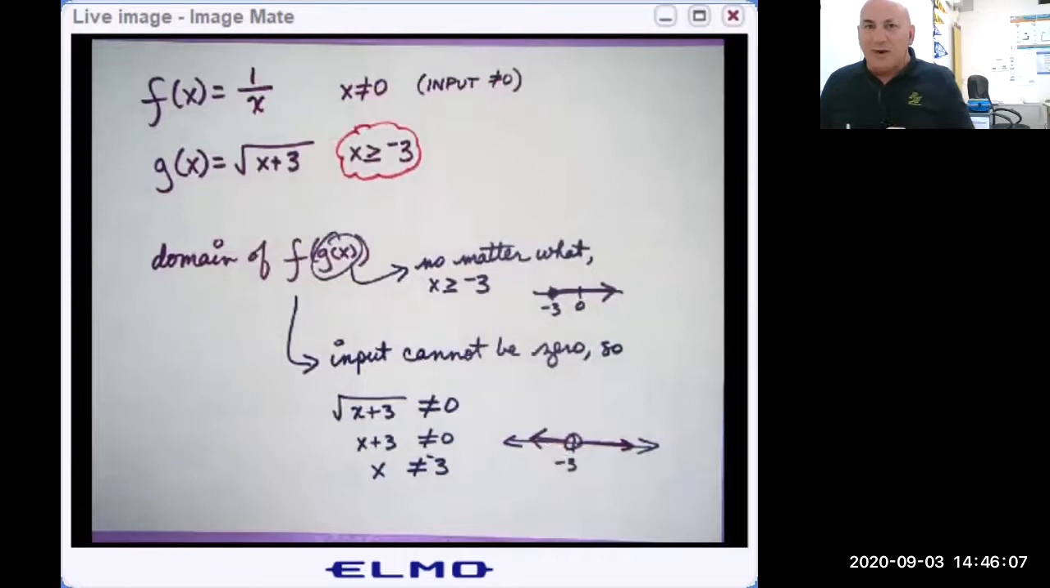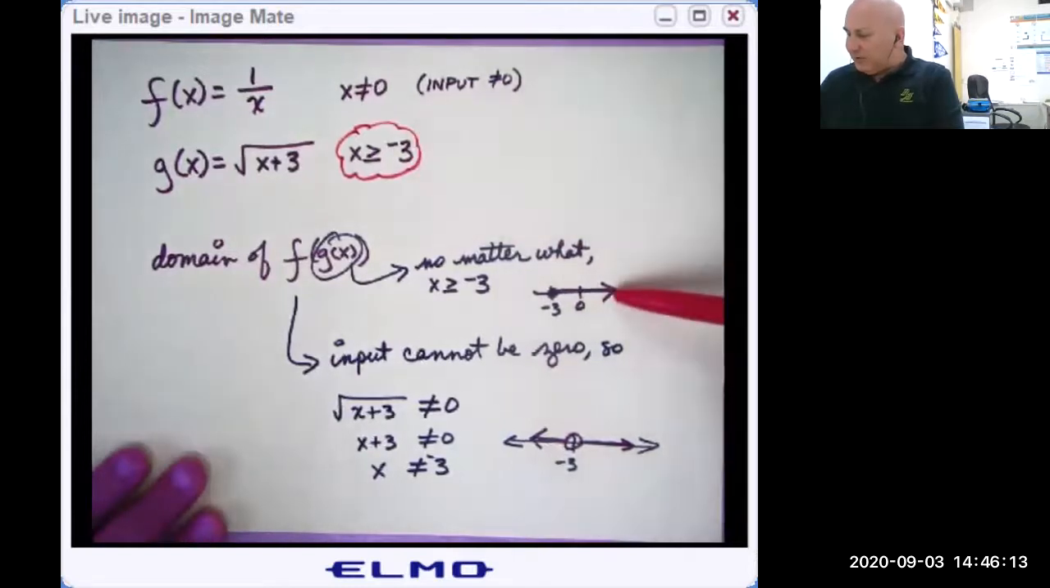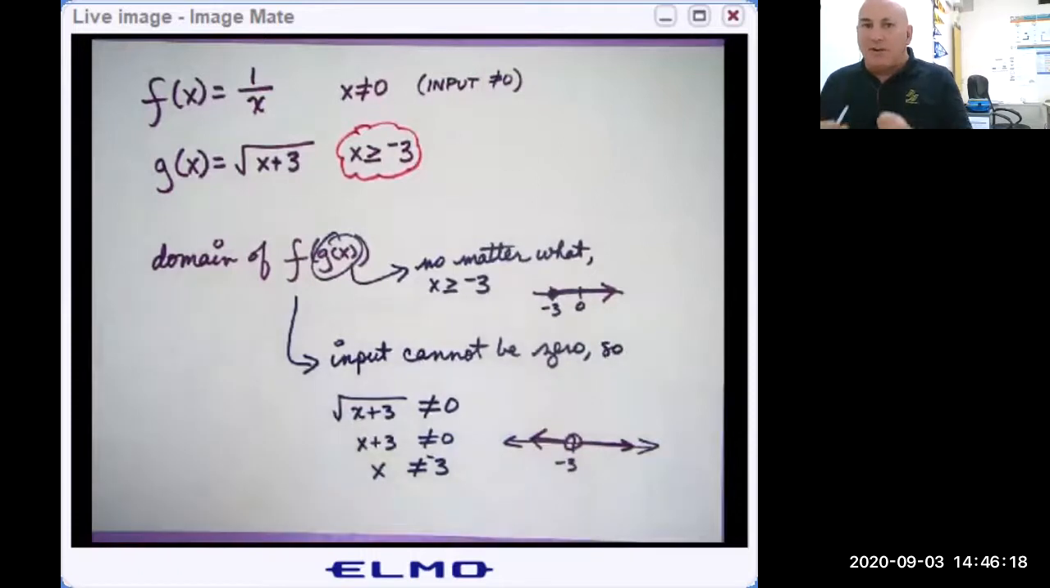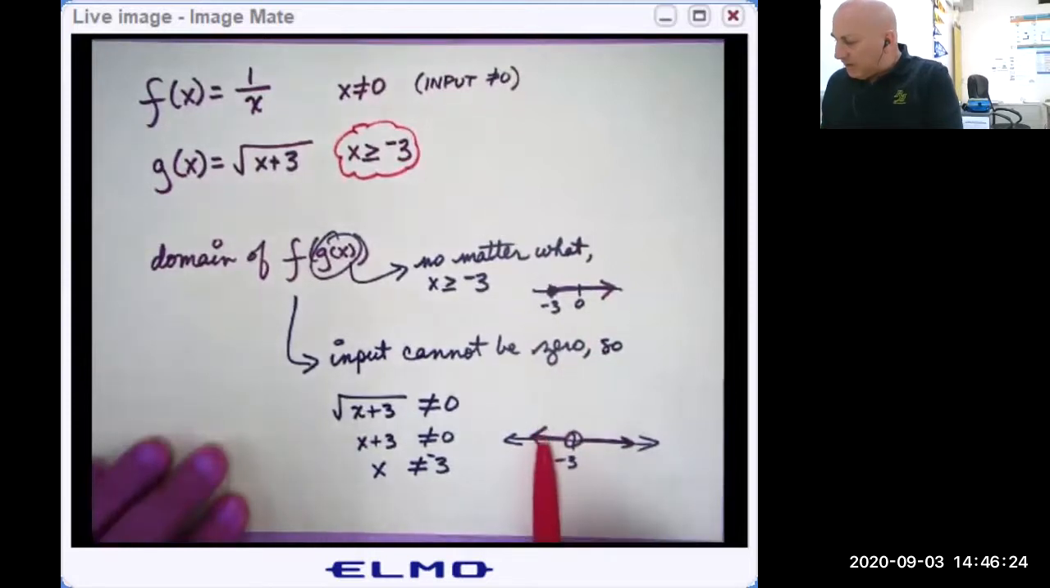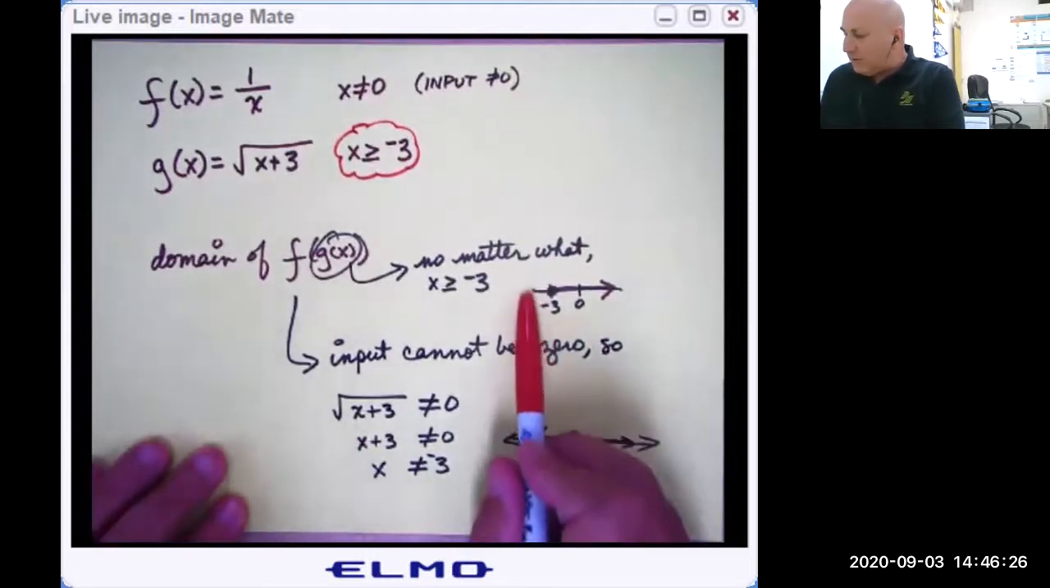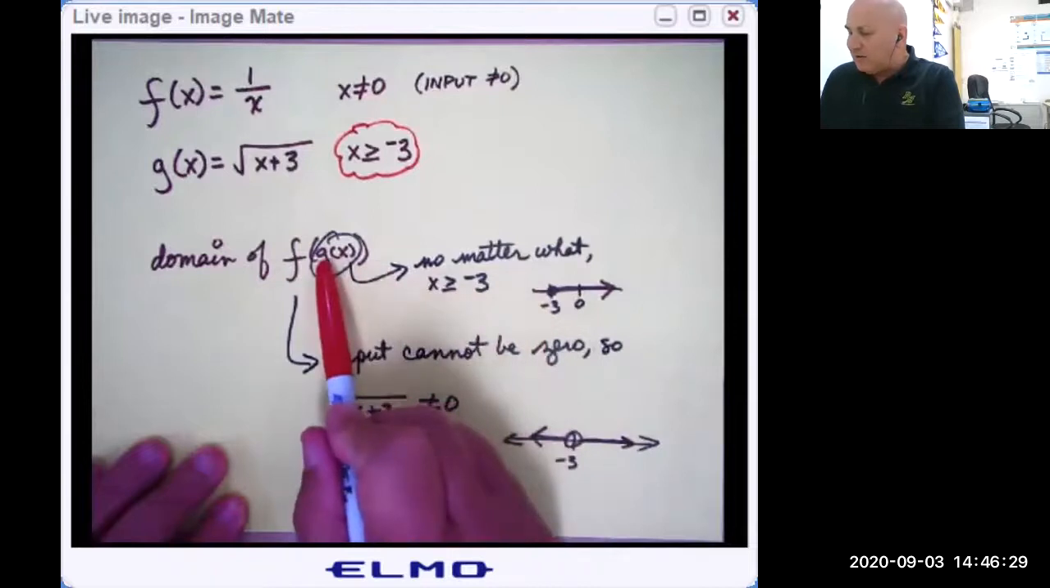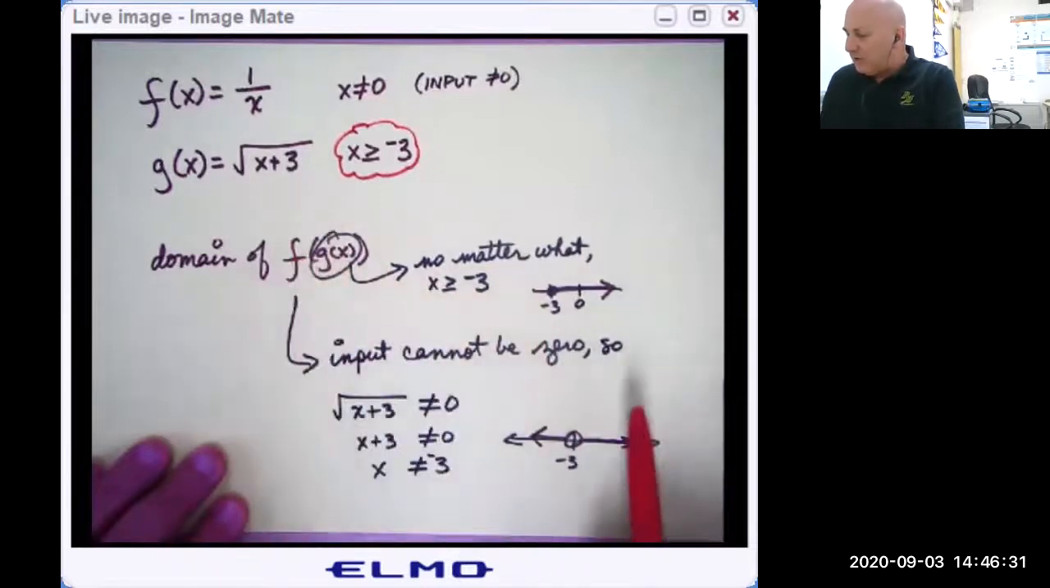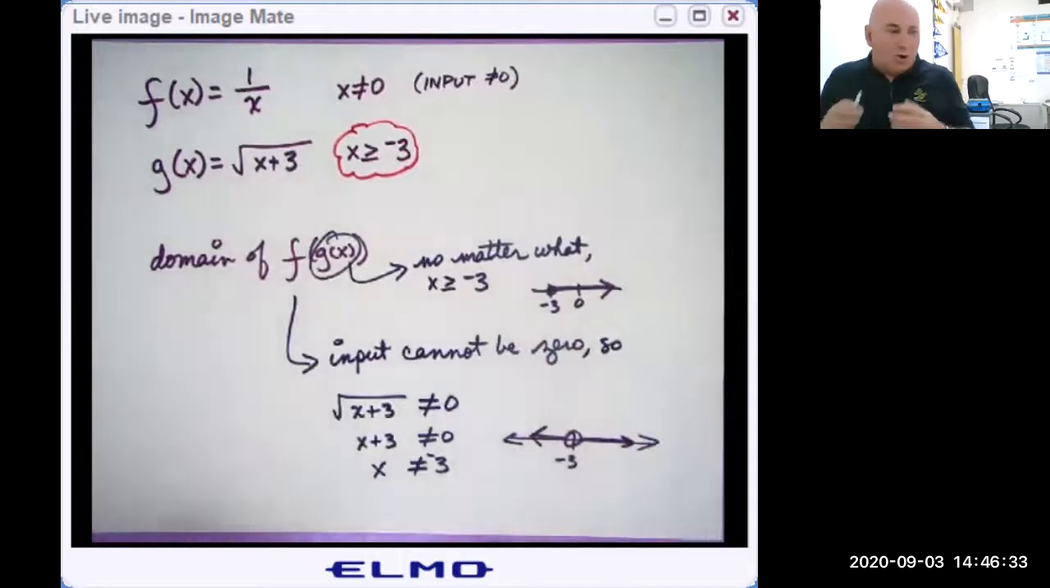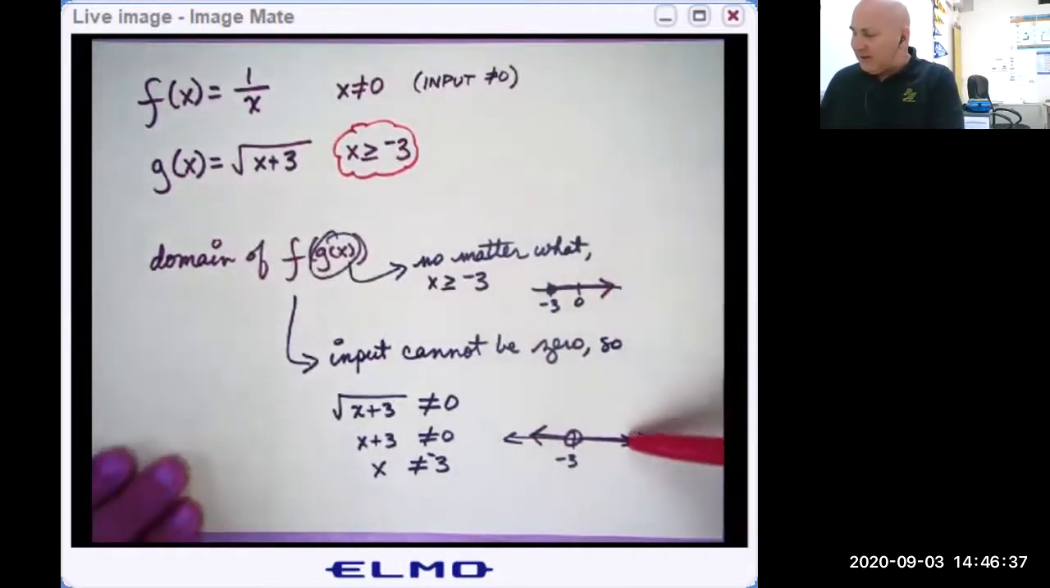We're one step away from the domain. I've got this, which is this graph, and I got this, which is this graph. Both of them must be true. Because if I pick a number out here to the left of -3, I won't even get a real number value of g of x, much less a real number value for f. So both have to be true. Where do they overlap? Where is this and this true?